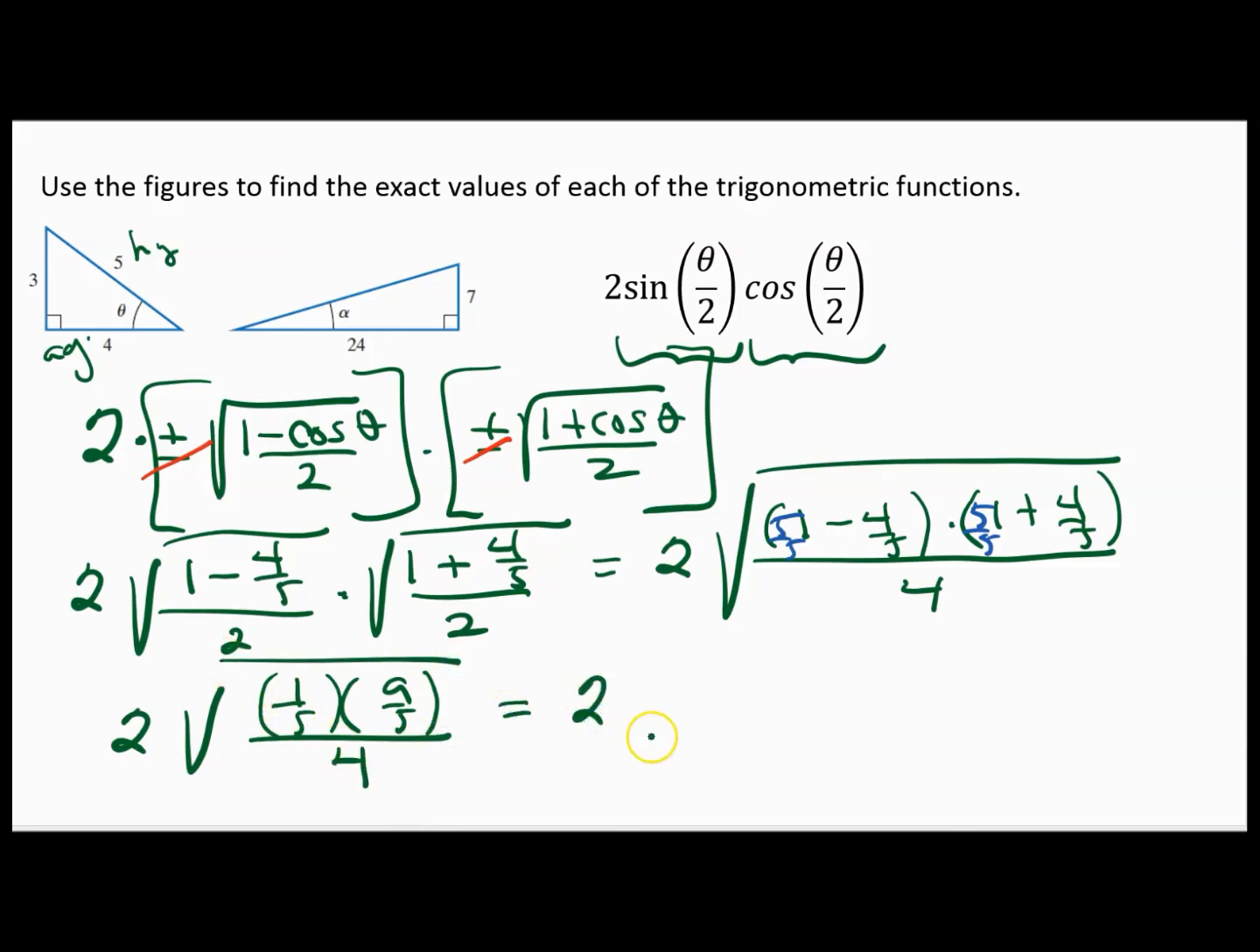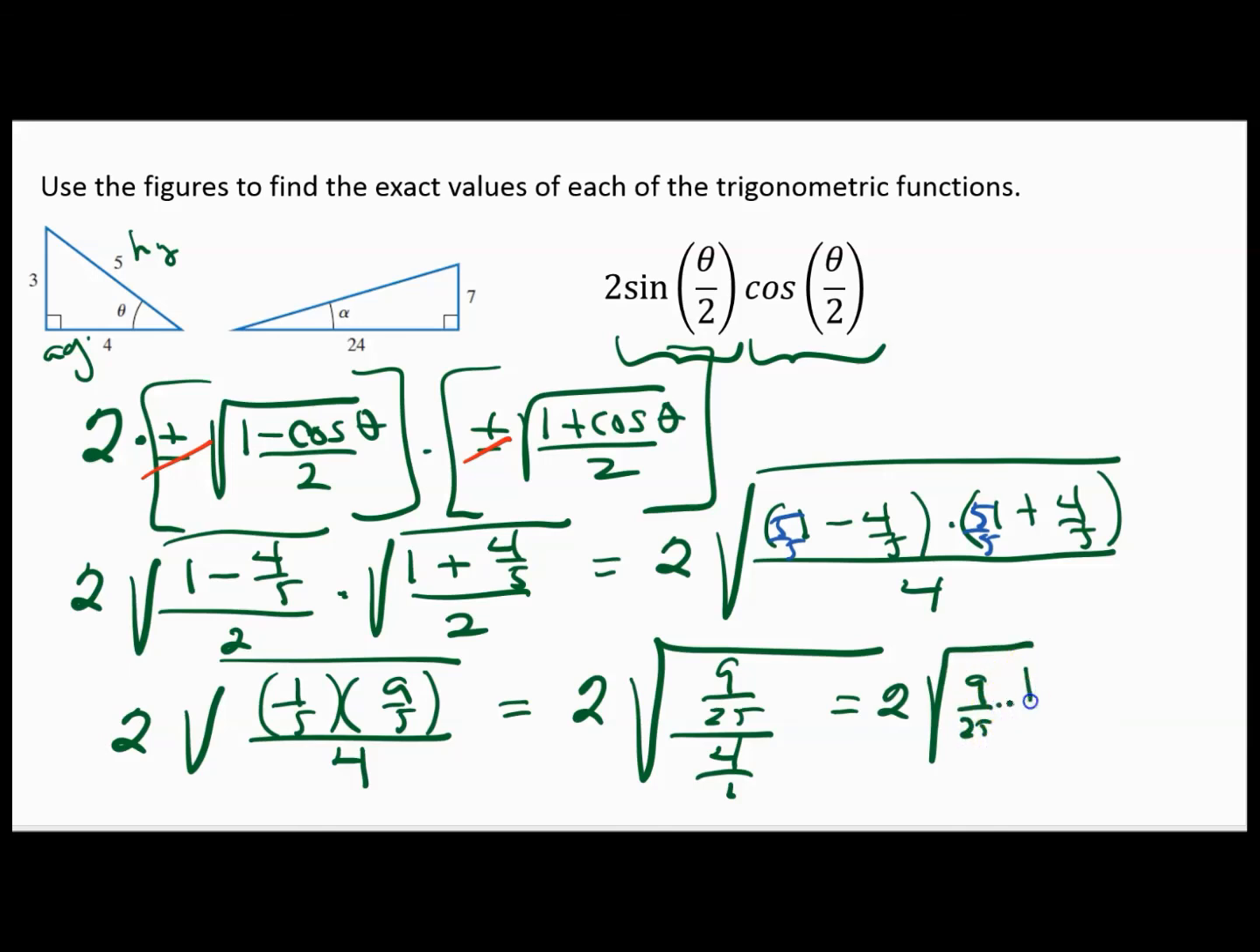So that's 2 square root of 9/25 divided by 4. Need to put that over 1 so we can invert and multiply. That's 2 square root of 9/25 times 1/4. And that's 2 square root of 9/100. Look how nice that turned out. It's 2 times 3/10. The 2 and the 10 cancel to give me 3/5 as my final result. Okay, that's the end of this section. Hope that helps.